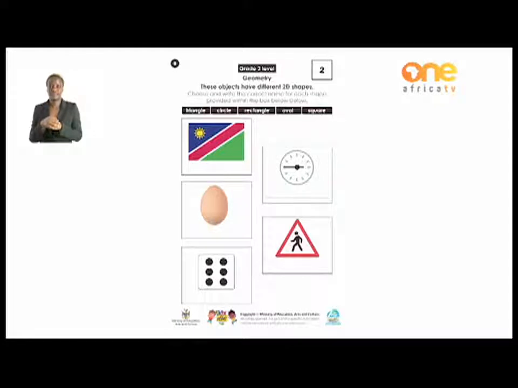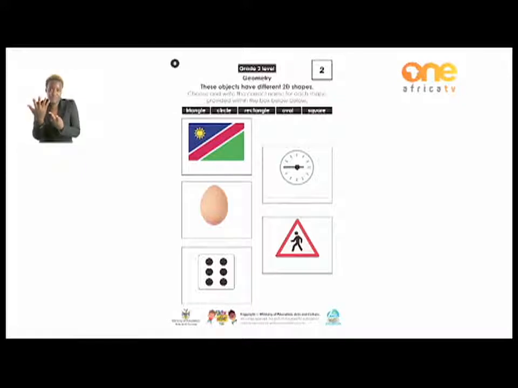All right. So I would like for you to name all the shapes. Under each shape, there is a space provided for you to write the names of the shapes, as well as how many sides each one has and how many corners each one has.